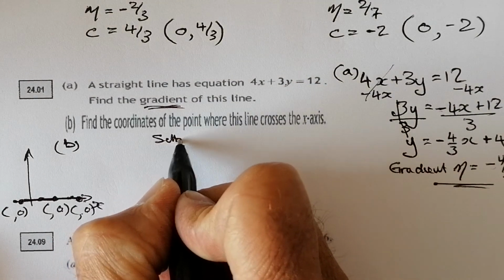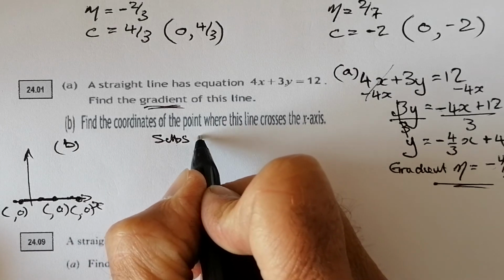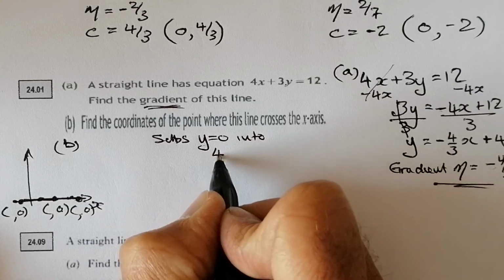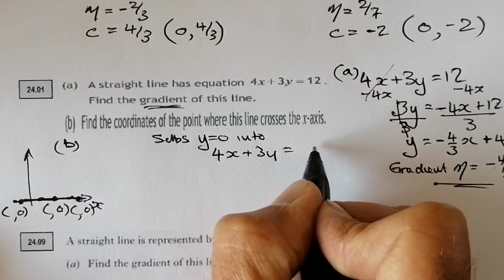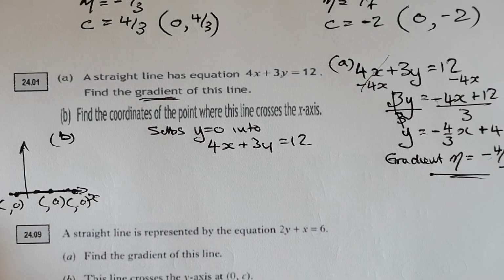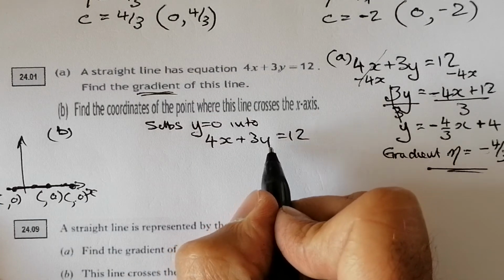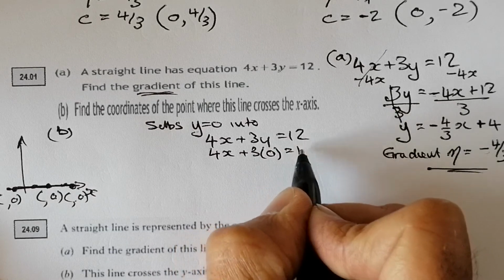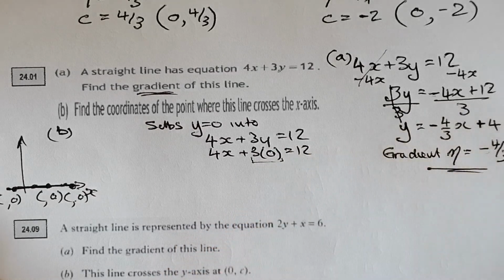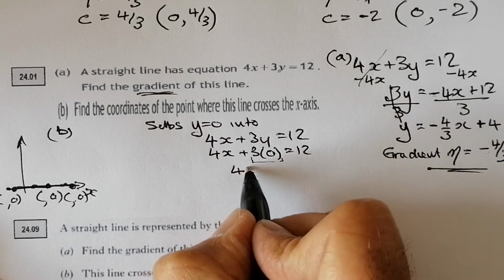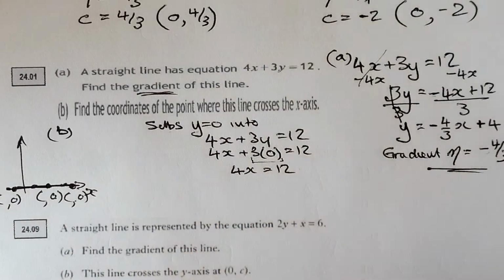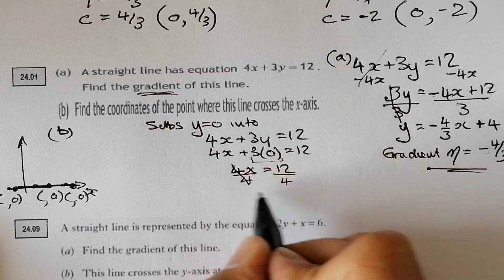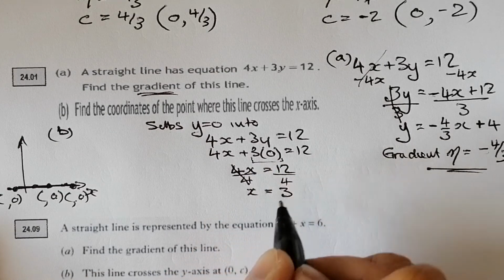So I'm going to substitute y equals 0 into that equation up there, which was 4x plus 3y equals 12, okay? So if we sub a 0 into that, all we do is put a 0 in there, so it's going to be 4x plus 3 times 0 equals 12. Well, we know that 3 times 0 is 0, so that leaves me with 4x equals 12, and it's now just unravelling. All we're going to do is divide each side by 4. The 4's eliminate, leaving me with x is equal to 3.